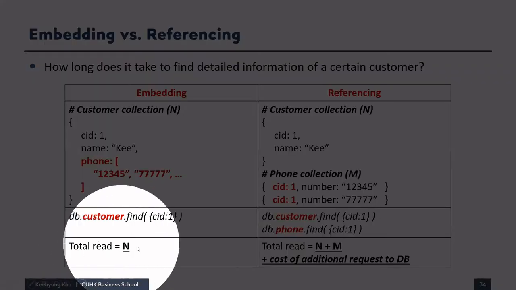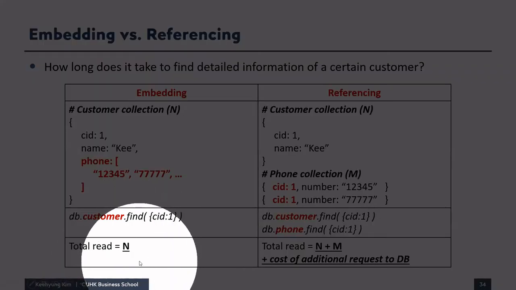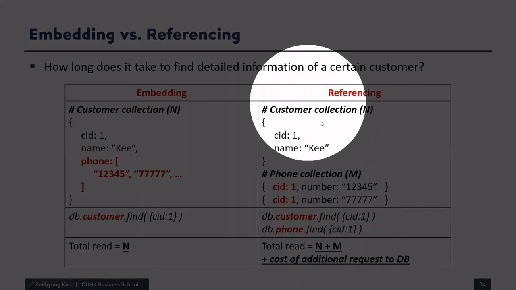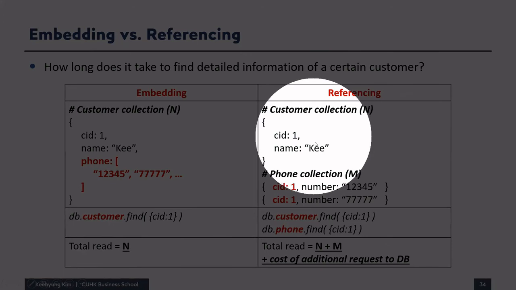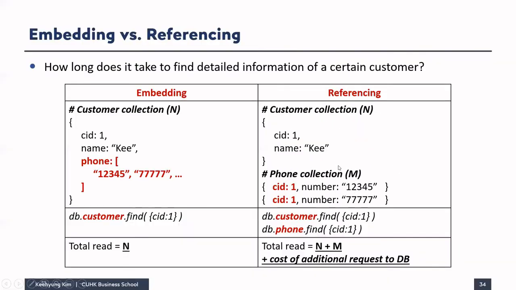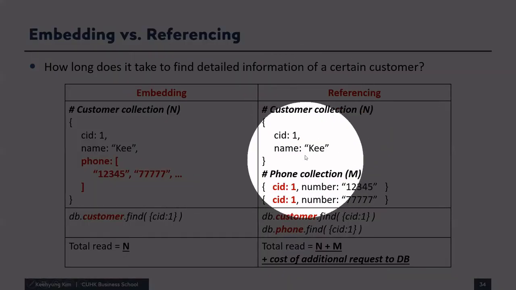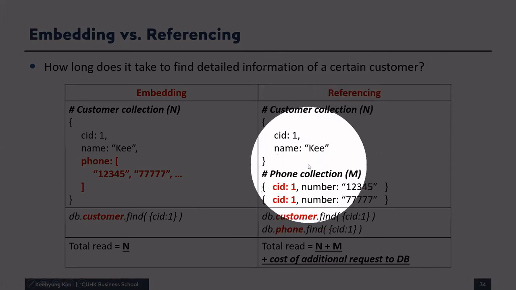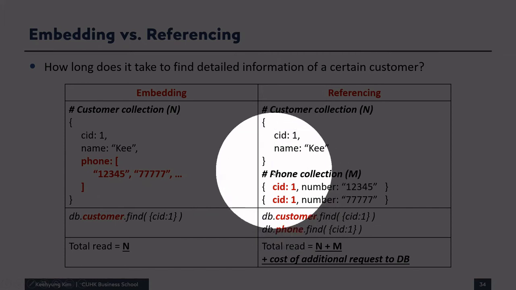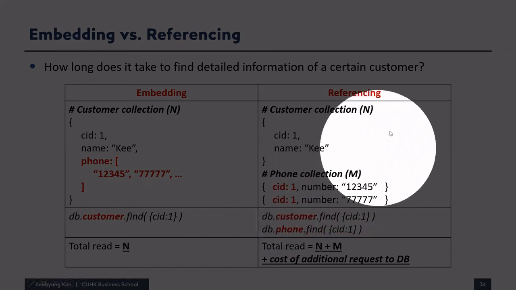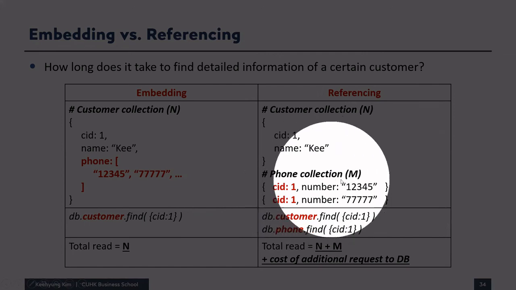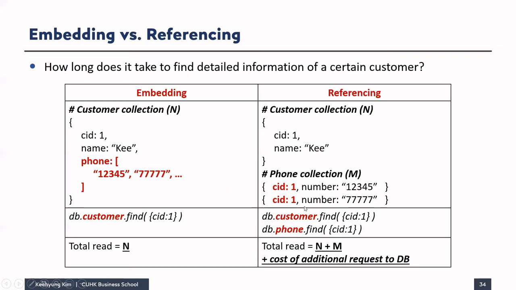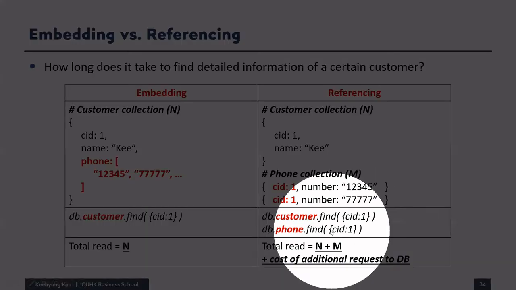In this case, it's much faster than the relational database, because earlier the relational database was n plus m. For the referencing approach in MongoDB, we have n customers, so we have to find the customer. There are n operations to take, and for each customer we have to find the phone number, so we also have to read the phone number collection. If there are m phone numbers, the total operations we have to take with this query is n plus m.